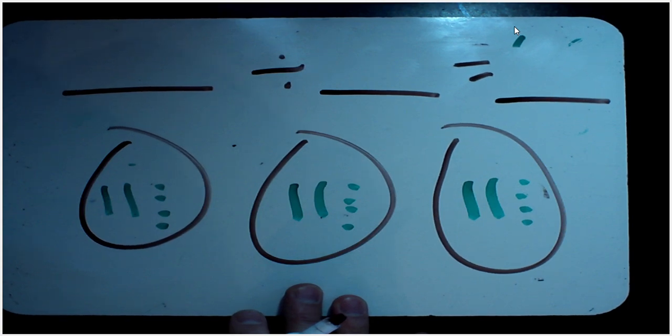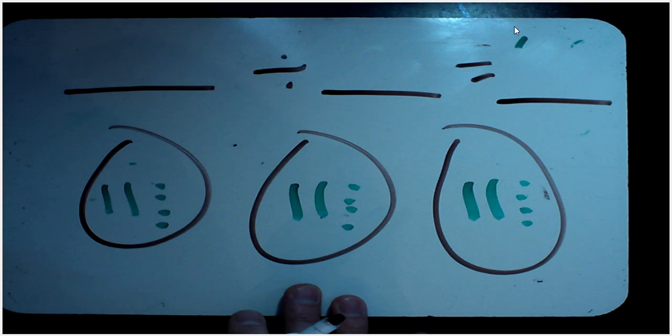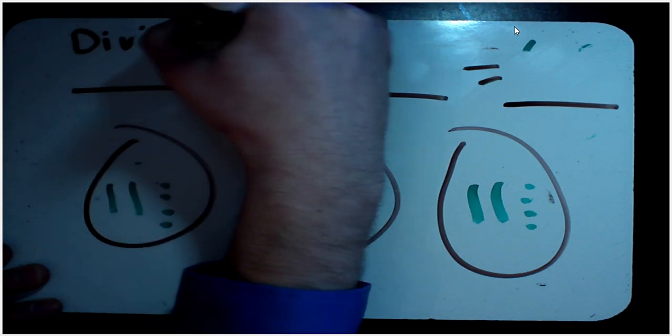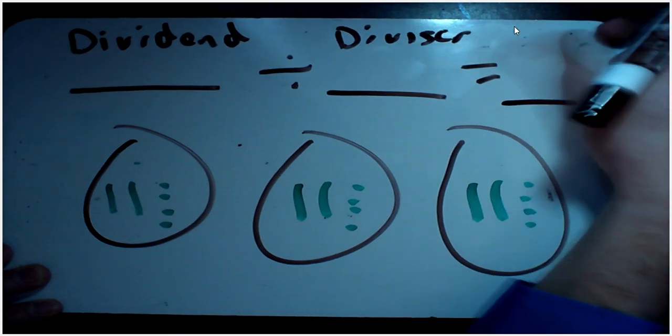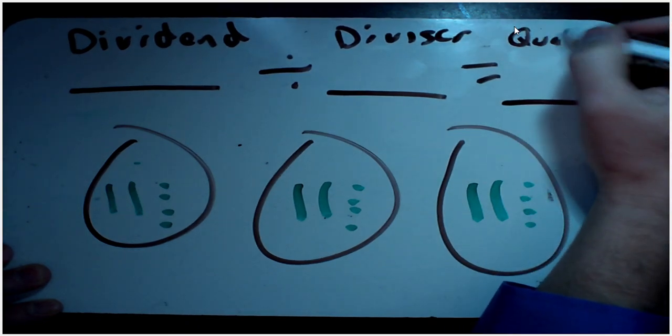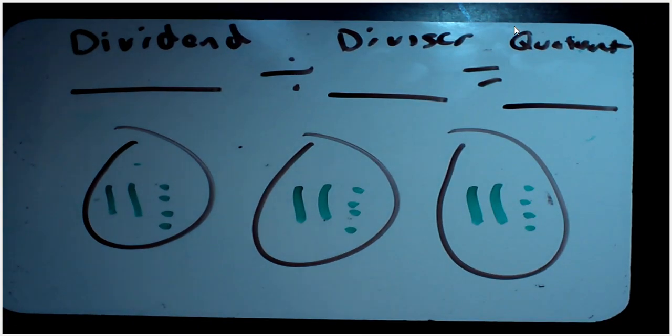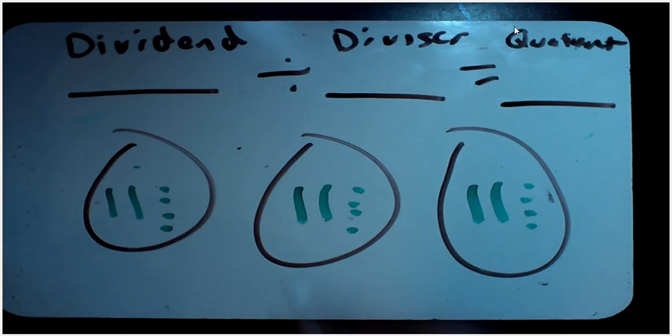Which one is the dividend? Which one is the divisor? Which one is the quotient? So the first number should always be the dividend. The second number should be the divisor. And the answer, the last number, is the quotient. Thinking of what we know about division, I like to start first with the easy part, the divisor. How many groups to split into? 1, 2, 3. So we know our divisor is 3.